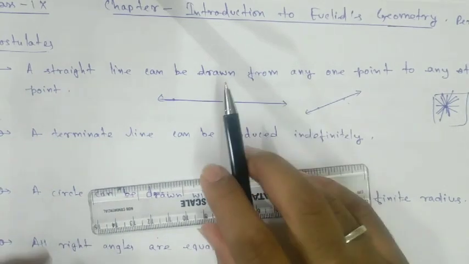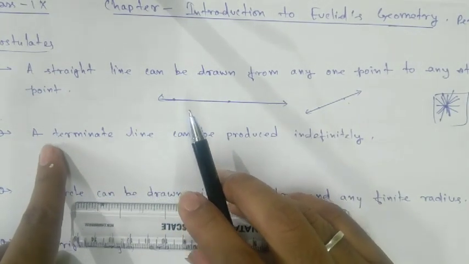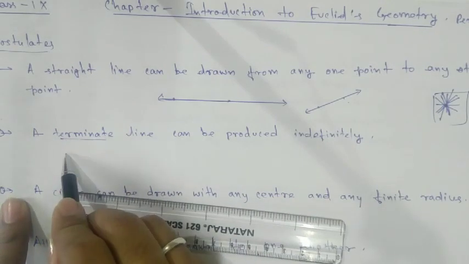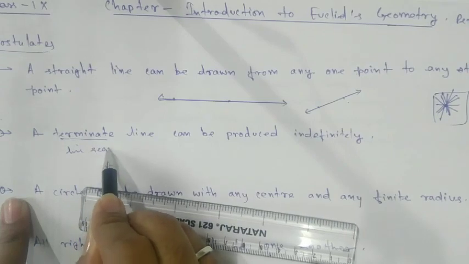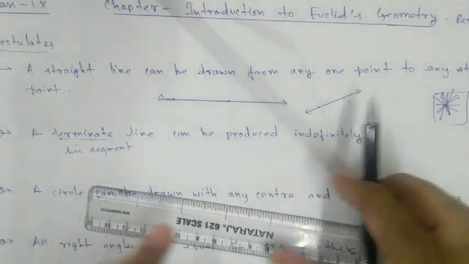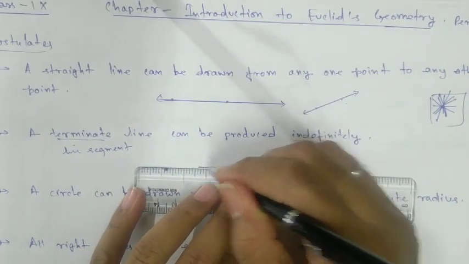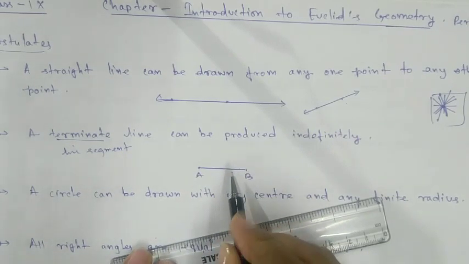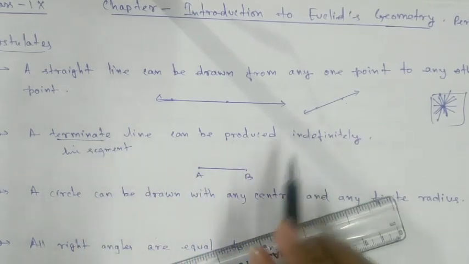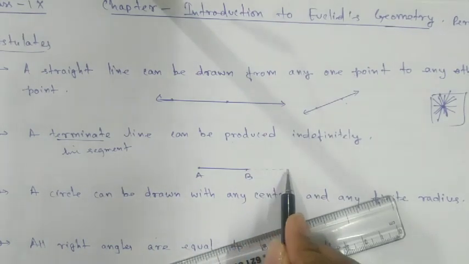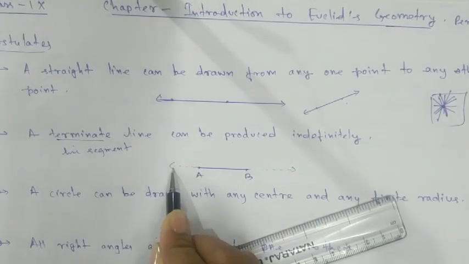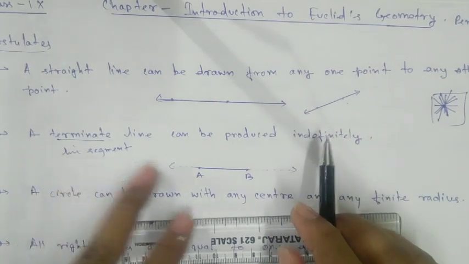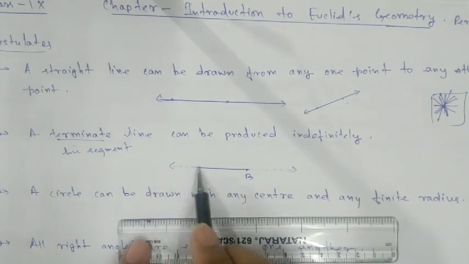So next we'll go for the second one. A terminated line can be produced. What do you mean by a terminated line? Terminated means line segment. Remember, nowadays we use the term line segment. So this is your line segment, A, B. What they are saying is that a line segment can be produced indefinitely. You can extend this side, and extend this side, and you get a line. That means a line segment can be produced indefinitely in both directions.